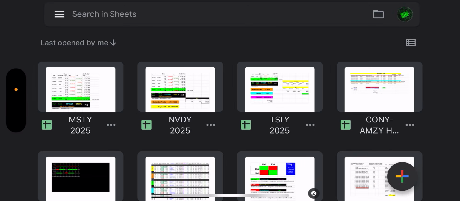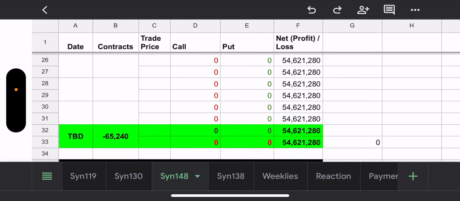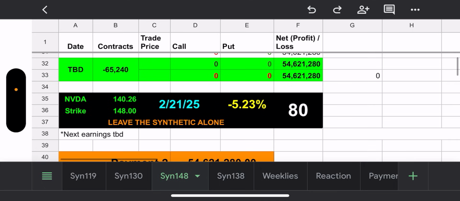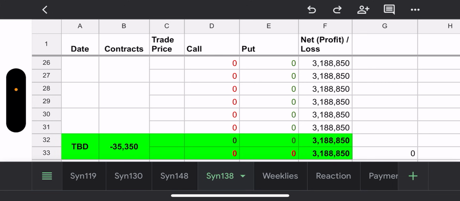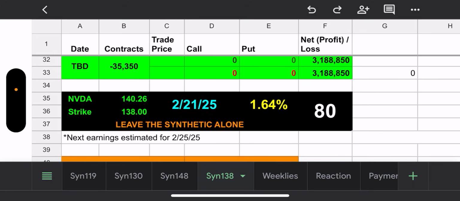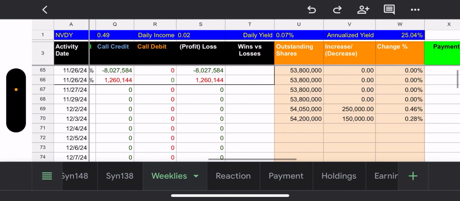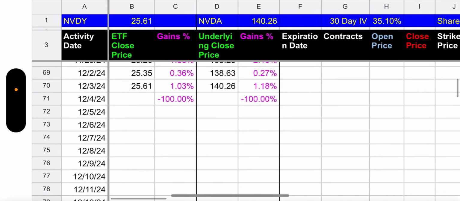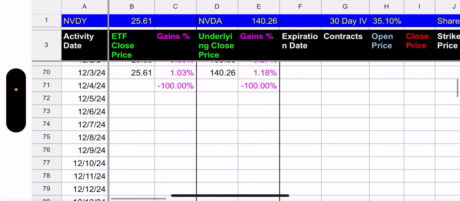They're the only ones that had a trade. So I'll jump right to NVDY. NVDY has two synthetics. They have a 148 and a 138. They're behind on the 148. They are 5% under that price, and they are 1.64% above the 138. But again, both expire in 80 days, so whatever. We'll see how that goes. Obviously, we want to make money on those, but in due time, we will tell.